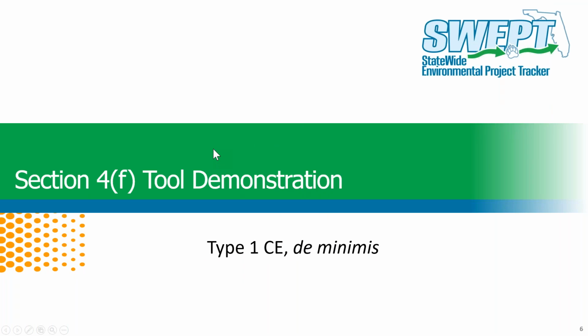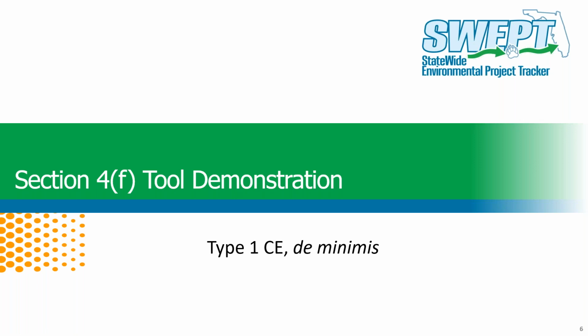Okay, our first demonstration is going to show type 1 categorical exclusion with a de minimis. And I do want to just point out that these demonstrations are just this tool. We're assuming for this demonstration that you know SWEPT, you know how to do a type 1 CE form, you know how to do a type 2 CE form for the next one. And of course, if you don't, we have videos of that online and we'll be pointing to different resources. But for today's webinar, we are focusing on this new tool.